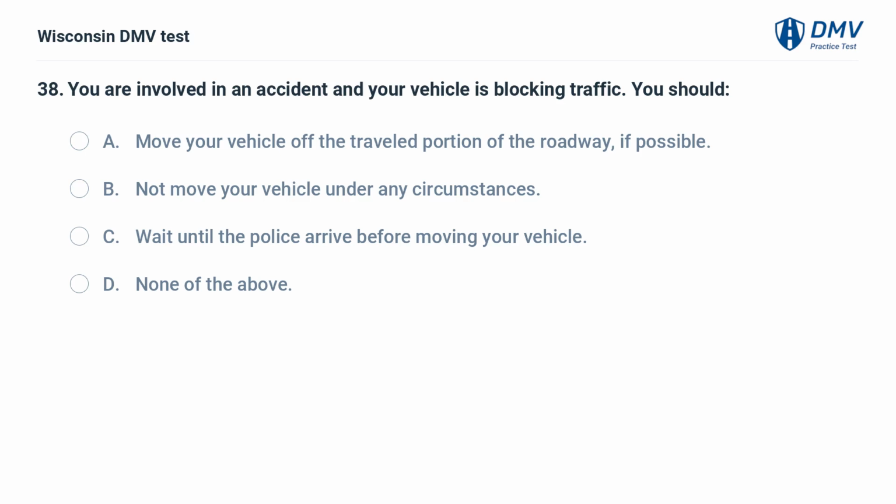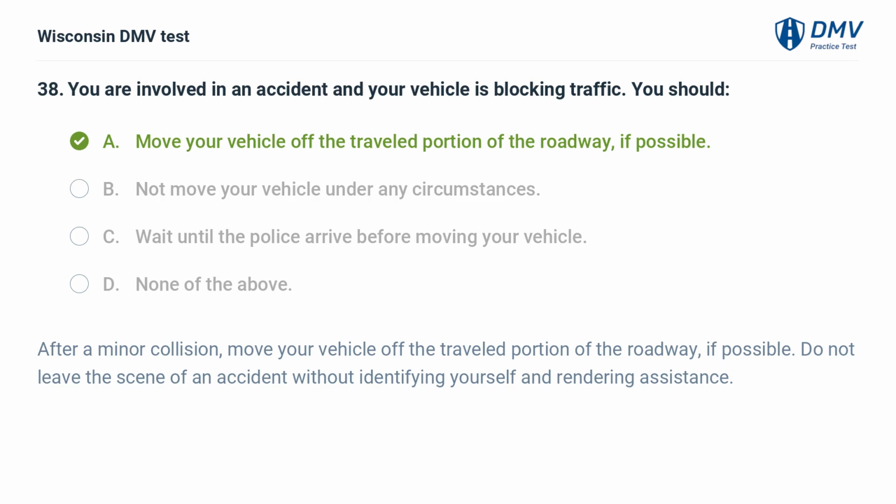You are involved in an accident and your vehicle is blocking traffic. You should A. Move your vehicle off the traveled portion of the roadway, if possible. B. Not move your vehicle under any circumstances. C. Wait until the police arrive before moving your vehicle. D. None of the above.